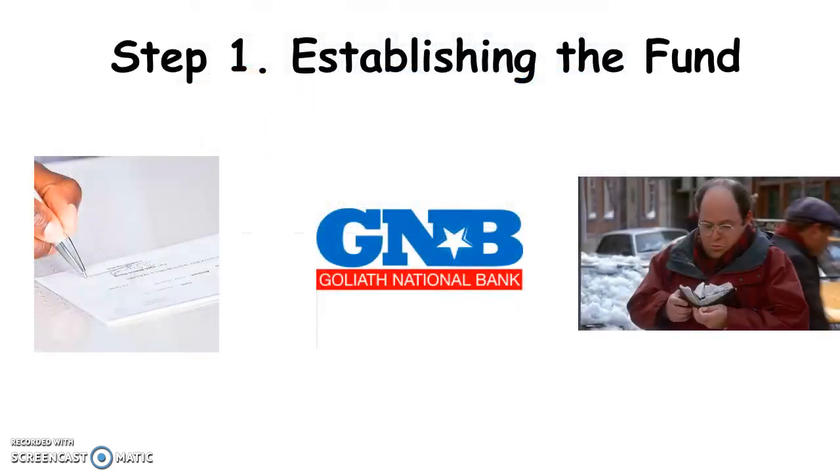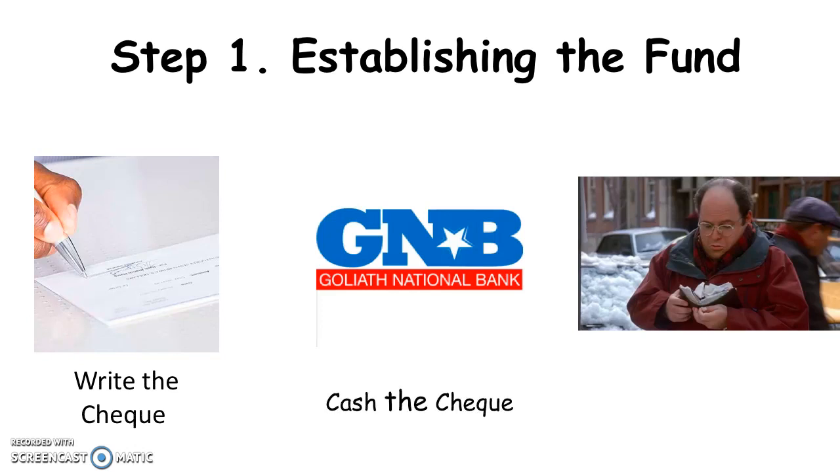The first one involves establishing the fund. To establish the fund, a business will write a check for the given amount of the fund. The business will then cash this check at a bank and distribute this cash to a trusted employee who is now the custodian of the fund.